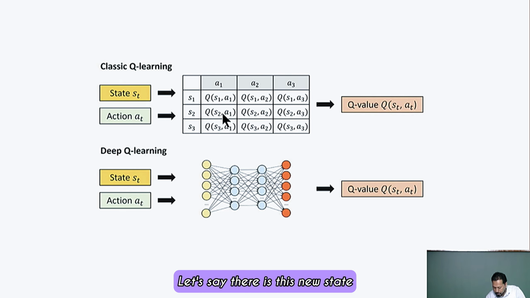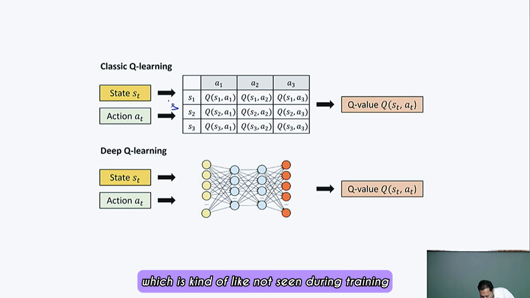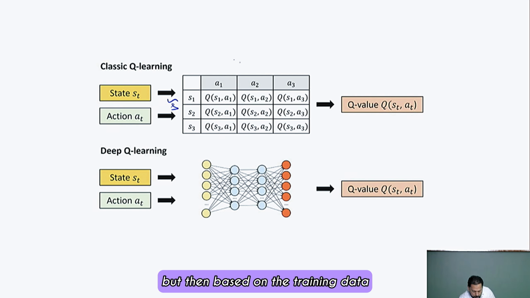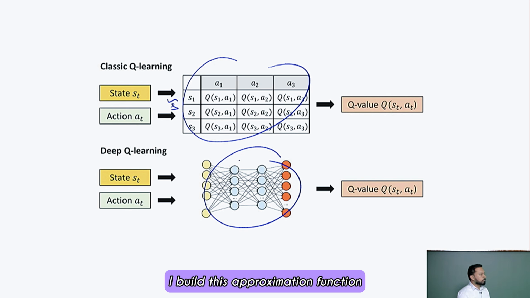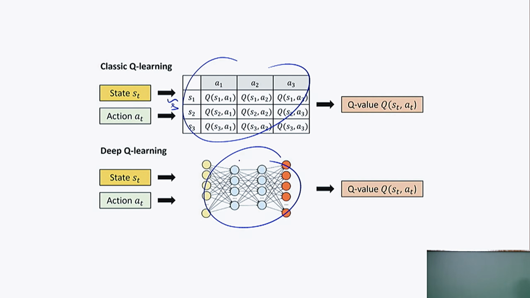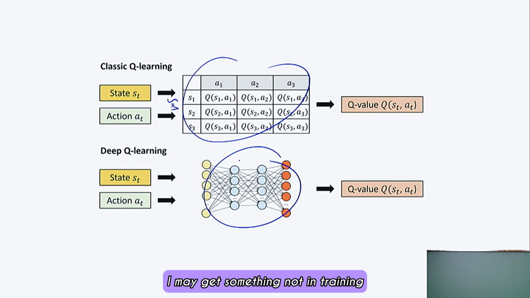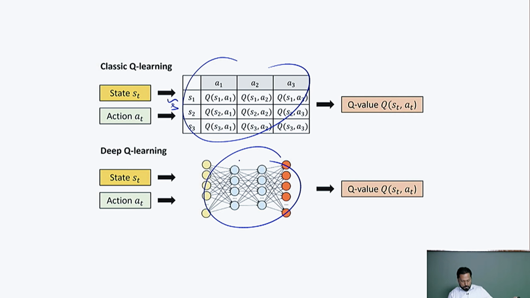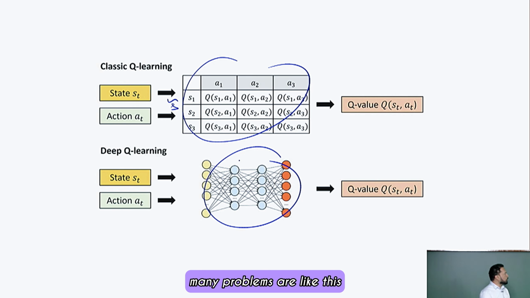Let's say there is a new state which was not seen during training, but I encountered it, and based on the training data I built this approximation function. So this gives me the liberty that, just like usual machine learning, during test time I may get something not in training, but it still gives me approximate Q values, which is useful for me. So this is why deep Q learning became very popular.